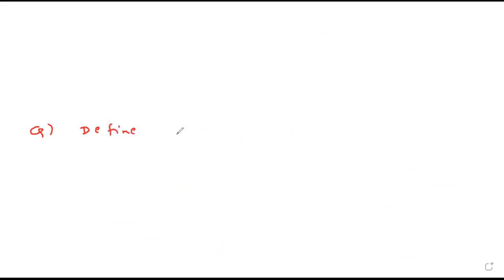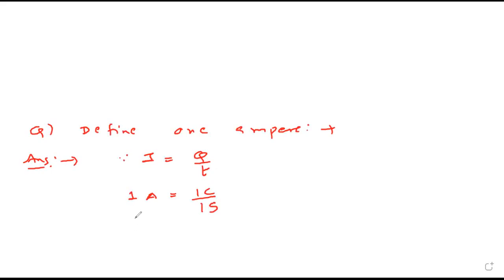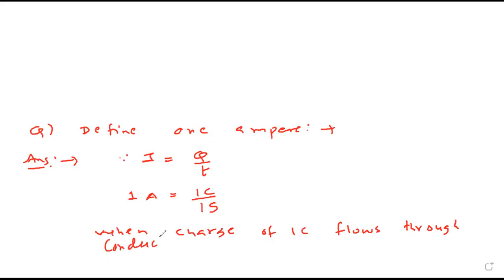What is 1 ampere? Very basic definition. See, I is Q by T. So 1 ampere is 1 coulomb upon 1 second? Yes, sir. So can I say when a charge of 1 coulomb flows through a conductor for 1 second, then the current is said to be 1 ampere. Right.